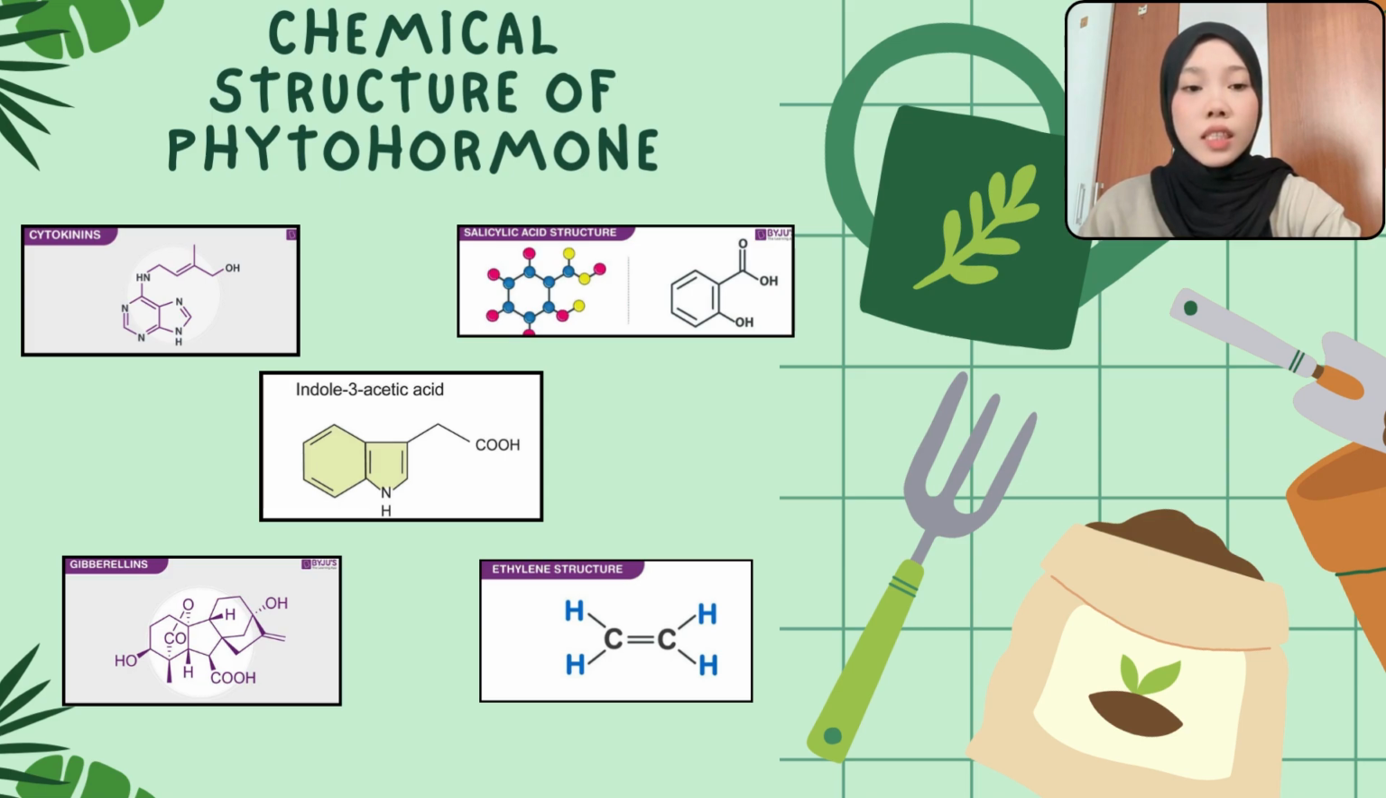Finally, we have ethylene, which is quite different from the other hormones because it is a gas. Its simple chemical structure allows it to spread easily through plant tissue. Ethylene is responsible for fruit ripening, leaf drop, and responses to stress. Even though each phytohormone has a different chemical structure, they all work together to maintain balance, allowing plants to grow properly and adapt to changing environments.